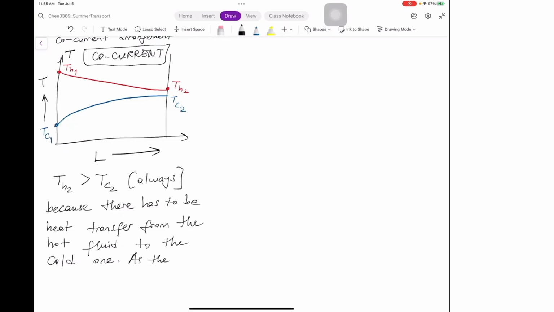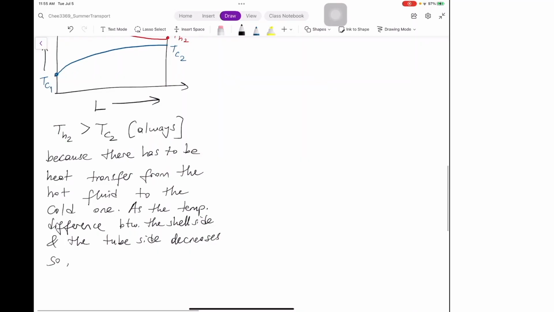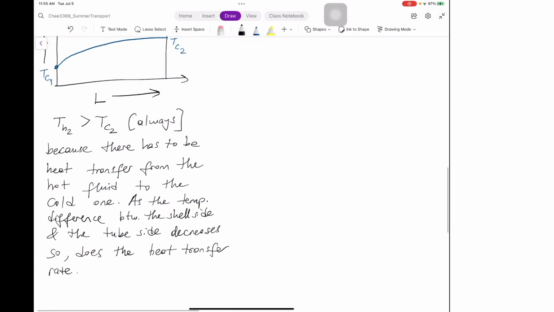As the temperature difference between the shell side and the tube side decreases, so does the heat transfer rate. So the rate of change of temperature gets smaller and smaller each time because the difference gets smaller, right?